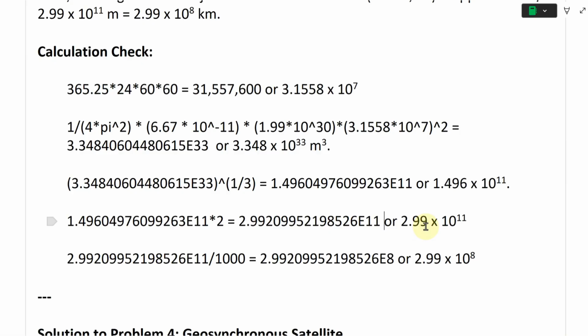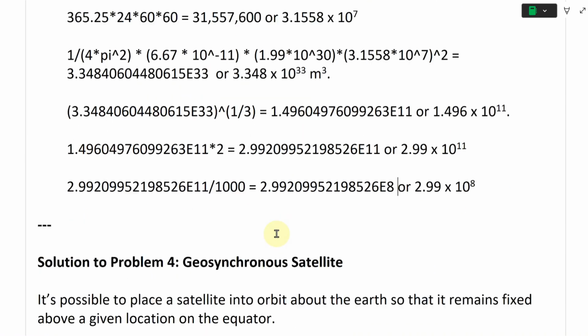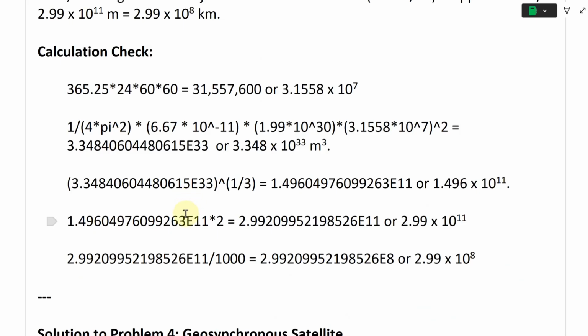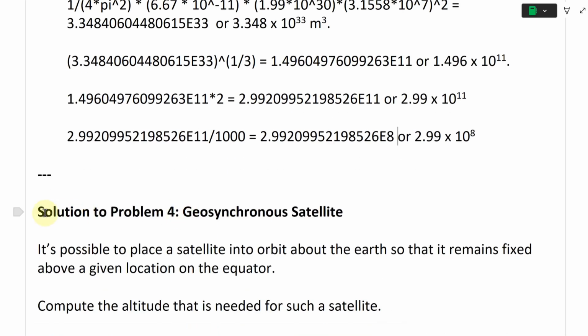Or 2.99 times 10 to the power of 11, and divided by 1,000, you get this setup here, which is what we just did. All right, so that's what we get. So that's fascinating stuff there. All right, now that we have solved problem 3, let's take a look at the last problem, and that's basically a solution to problem 4, geosynchronous satellite.